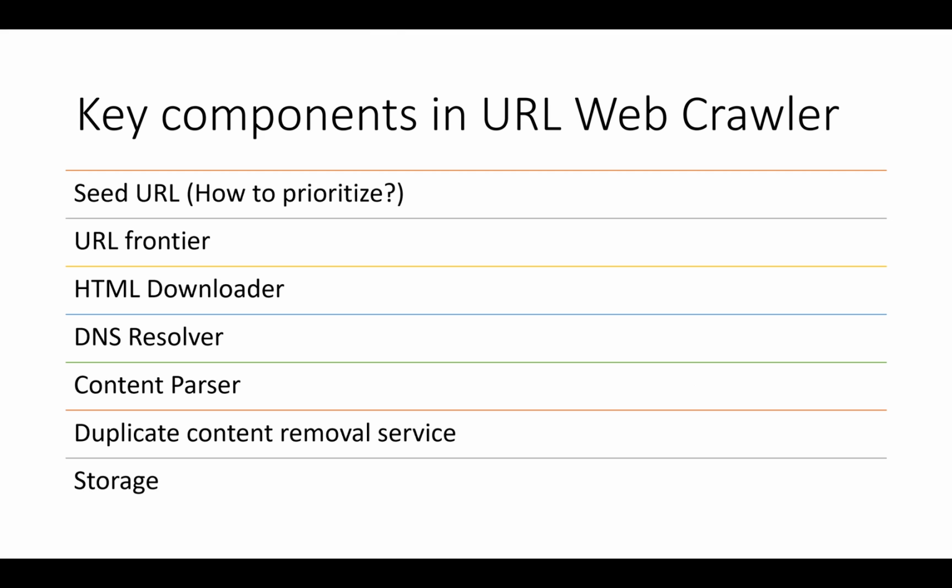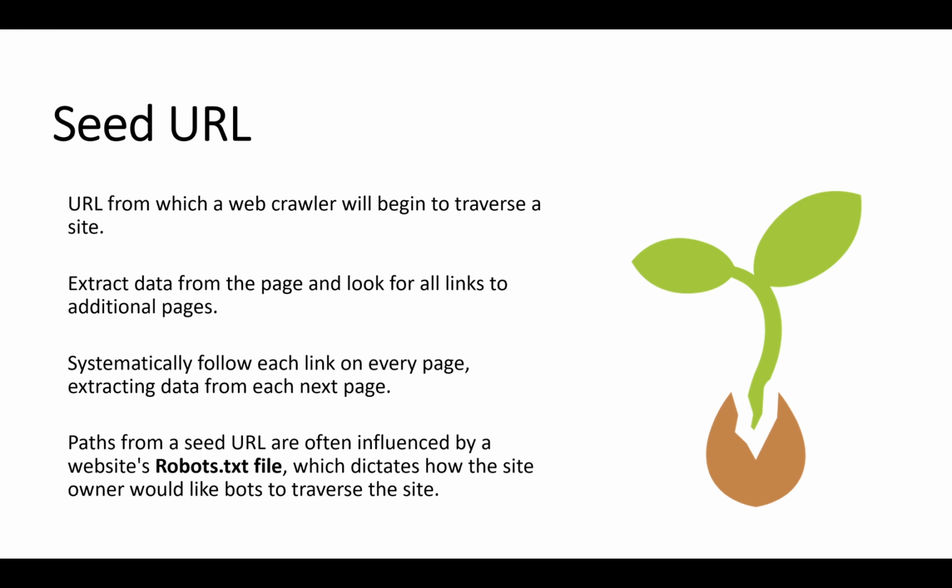Second, we need to look at the different components of the web crawler. There are 7 different components shown here. We'll go through each of them on the subsequent pages. The first one is the seed URL. You can think of the seed URL as the entry point. Let's say you want to crawl the entire Microsoft domain, so your seed URL could be www.microsoft.com. That's the entry point, and from there you want to crawl all the rest of the pages.